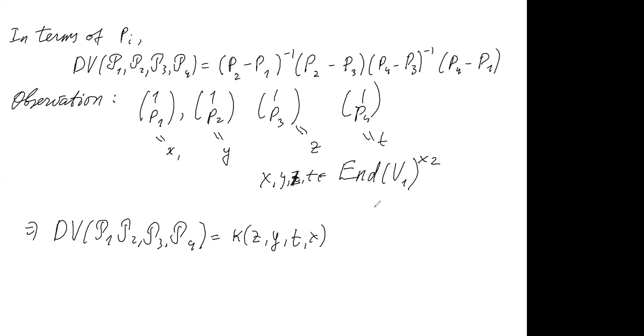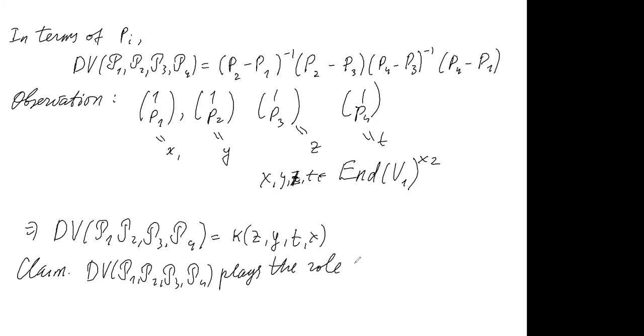So I hope that in the generic case, for an arbitrary division ring F, you can also give a nice interpretation of the cross ratio. Namely, the claim is as follows. This d_V of P1, P2, P3, and P4 plays the role of the coordinate change.